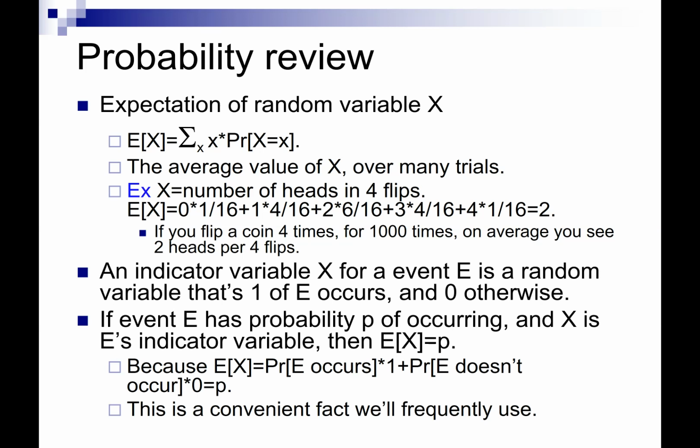Okay, and if this event E has a probability P of occurring, then what is the expectation of its indicator variable? Well, the expectation is going to be equal to P. The reason is simply that this random variable can either be 0 or 1. When it's 1, that means that E occurred, and E occurs with probability P. So we have a P times 1 here. And if E doesn't occur, then this variable has value 0. So overall, this sum is going to be P.